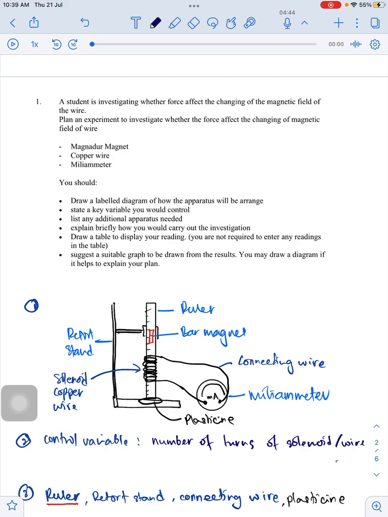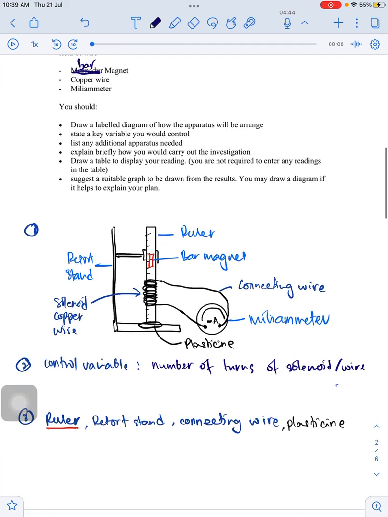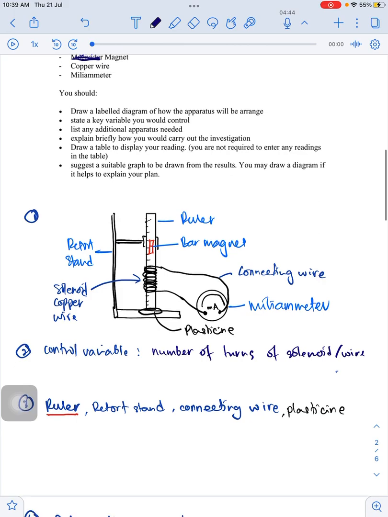Then we have the magnet, so you just change the magnet to a bar magnet. Wire, milliammeter. Alright, so you should draw a labelled diagram of how the apparatus will be arranged. State a key variable you will control. List any additional apparatus needed. Explain briefly how you will carry out the investigation. Draw a table to display your readings. You are not required to enter any readings in the table. Suggest a suitable graph to be drawn from the results. You may draw a diagram if it helps you to explain your plan.